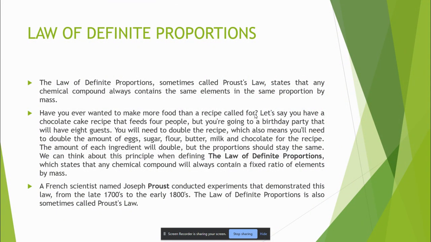So the second law now, the law of definite proportions. Sometimes it's also called Proust's law because that's the guy that did it, just like Brownian motion. I don't know why they didn't call that one Brown's motion. So it states that any chemical compound always contains the same elements in the same proportion by mass.